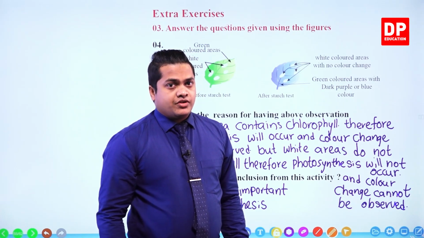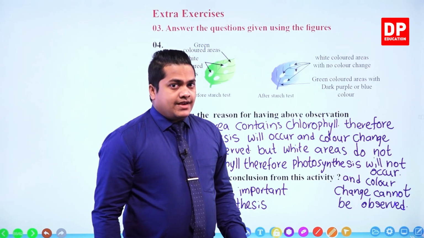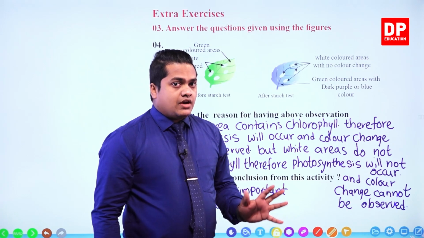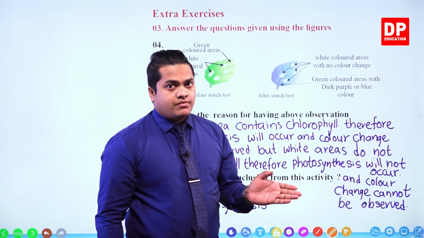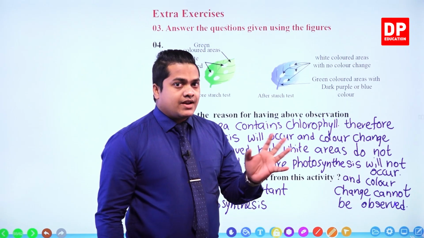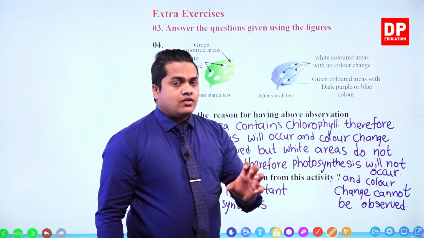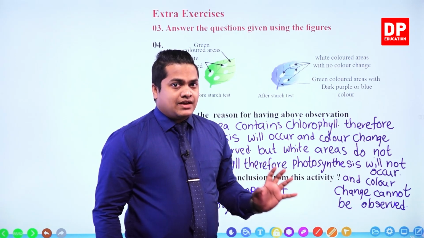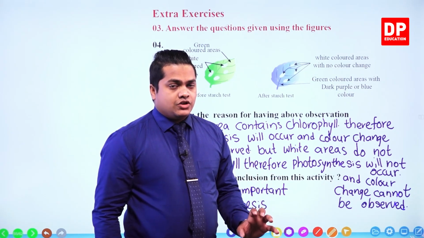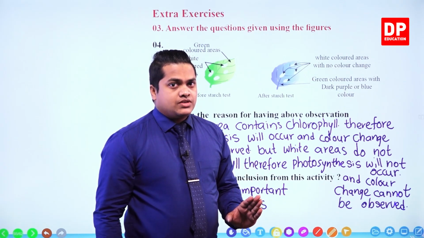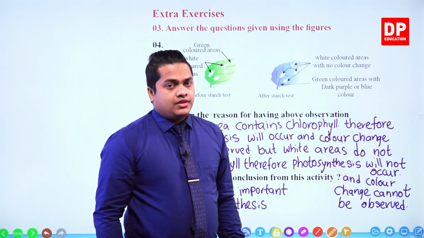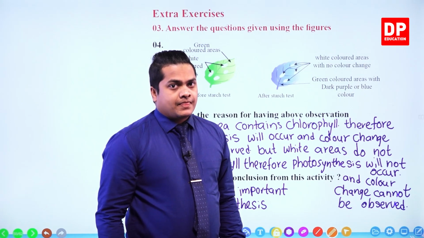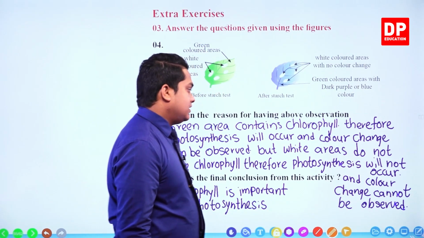It's because, my dear children, whiter areas do not have chlorophyll, therefore photosynthesis is not going to occur, therefore starch is not getting produced. Greenish areas contain chlorophyll, so in those areas we can observe the color change because photosynthesis is going to happen in those places. Okay, right then.